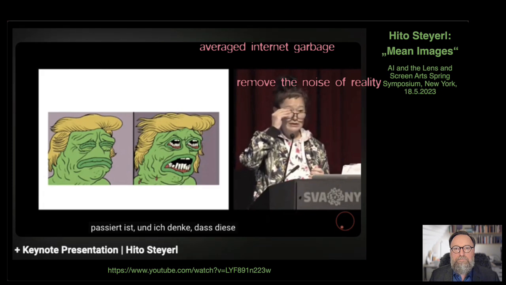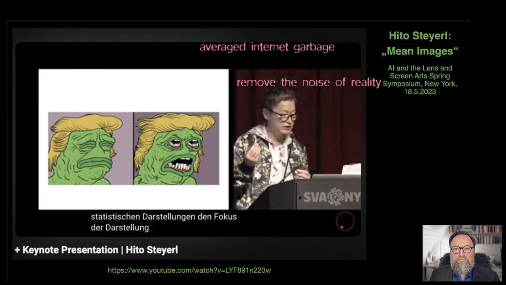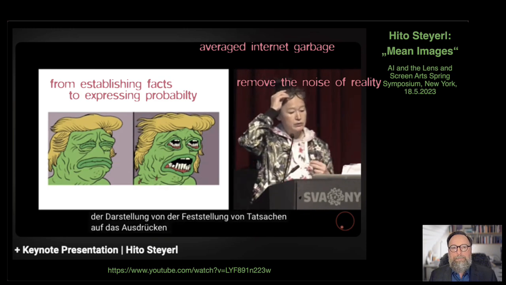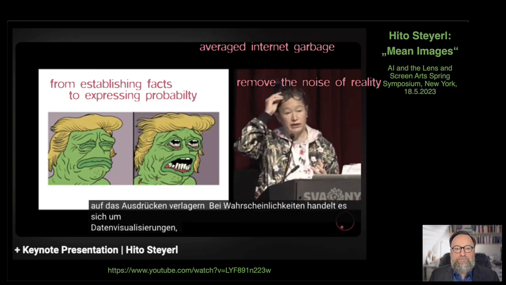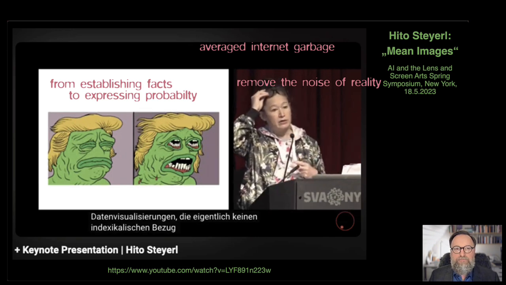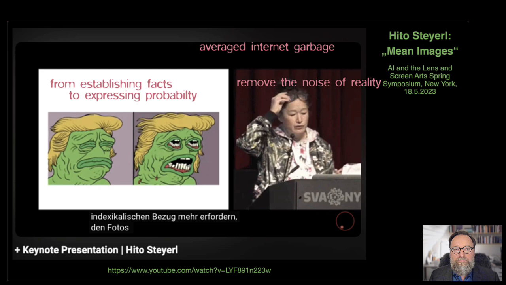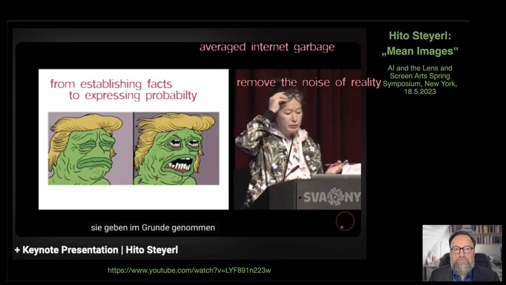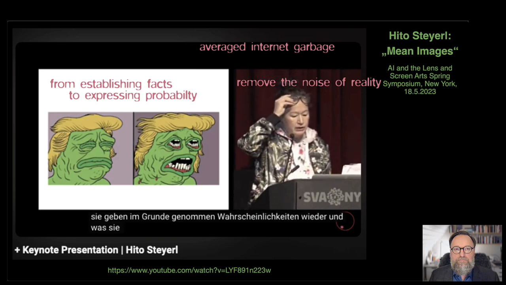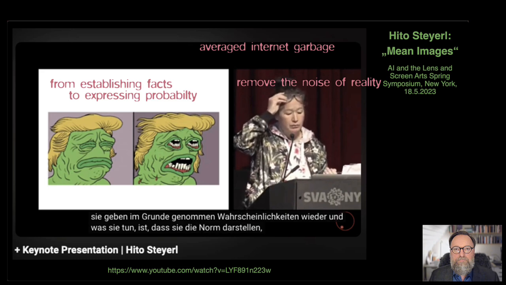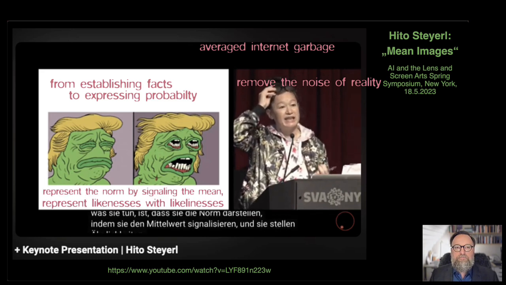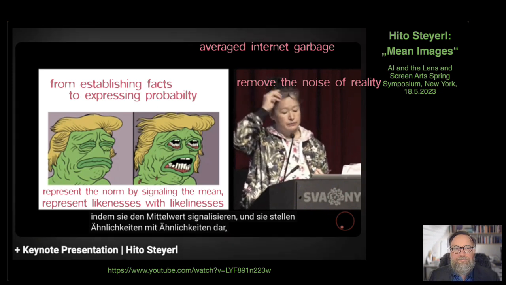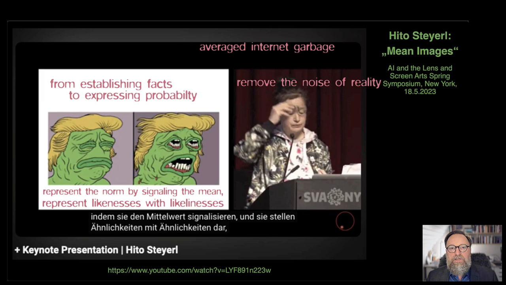I think that these statistical renderings shift the focus of representation from establishing fact to expressing probabilities. They are data visualizations that do not really require any longer the indexical reference that photographs used to have, but they basically render probabilities. They represent the norm by signaling the mean, and they represent likenesses with likelinesses. So this is a fundamental critique of stable diffusion, and the core point here, I think, is the thinking about this.